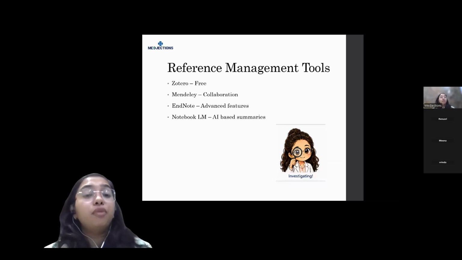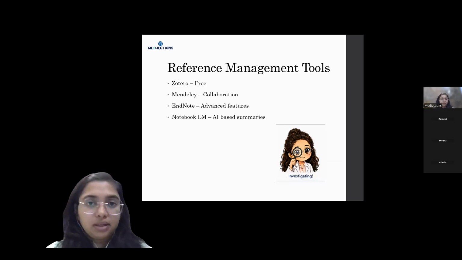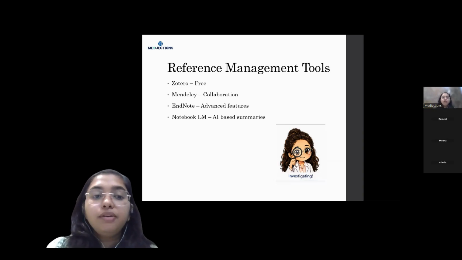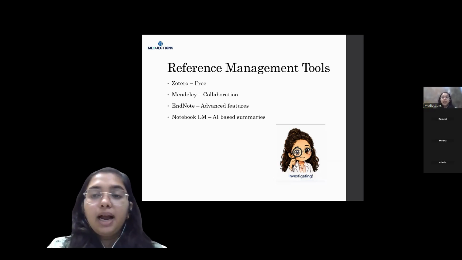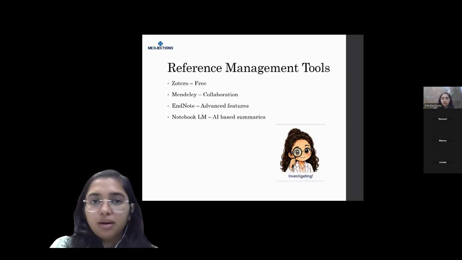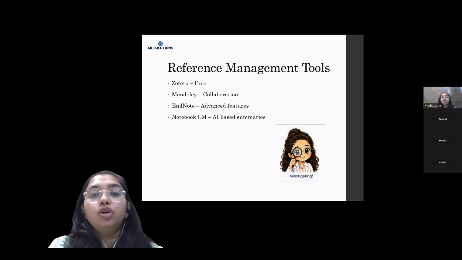To avoid duplicating those references, we submit them in the team, and we work with NotebookLM, or we can also work on Mendeley, because it's very easy to collaborate there. You can see all the papers that are being read in the team, then finalize the sections you want to write, and accordingly use those references. So there are 2 reference management tools that I would suggest: Mendeley and NotebookLM.